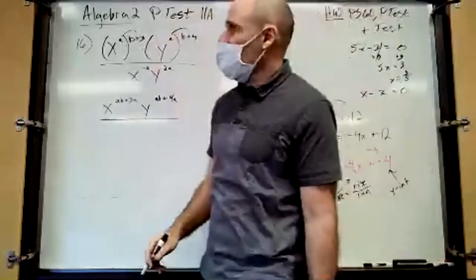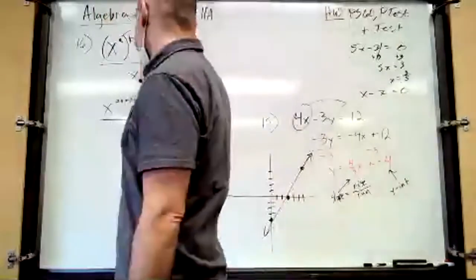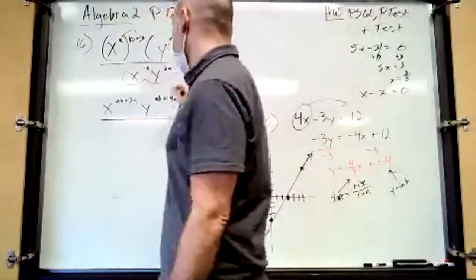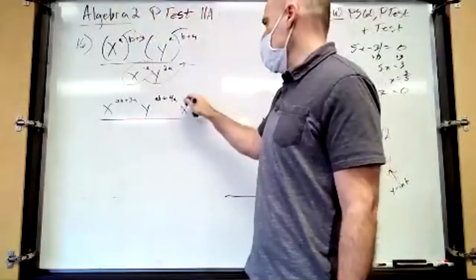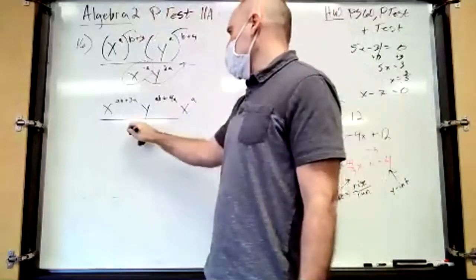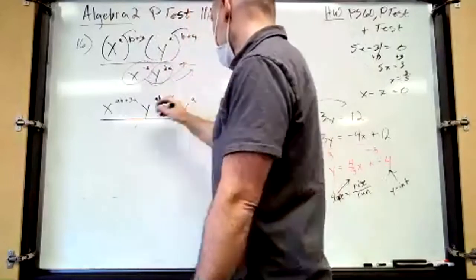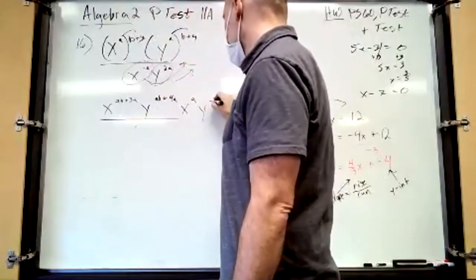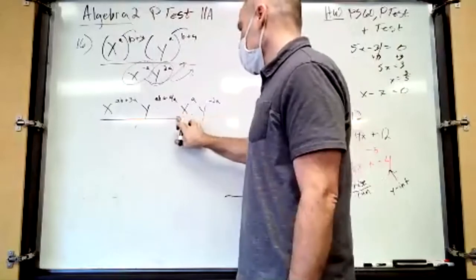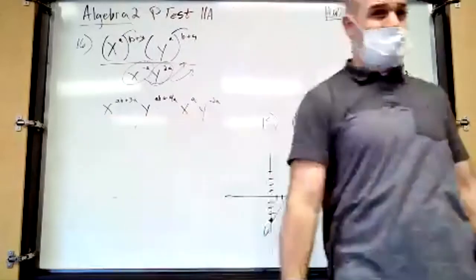And then what I'm going to do is bring this guy upstairs because it's got a negative exponent. So I'll just put an x to the a up here. And then I'm just left with, let's just bring them all up, because then we can combine those. Okay, everyone okay with that? You see what we did?